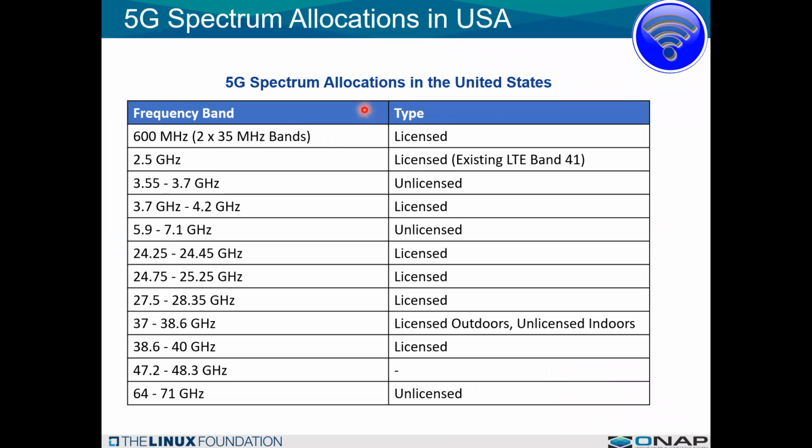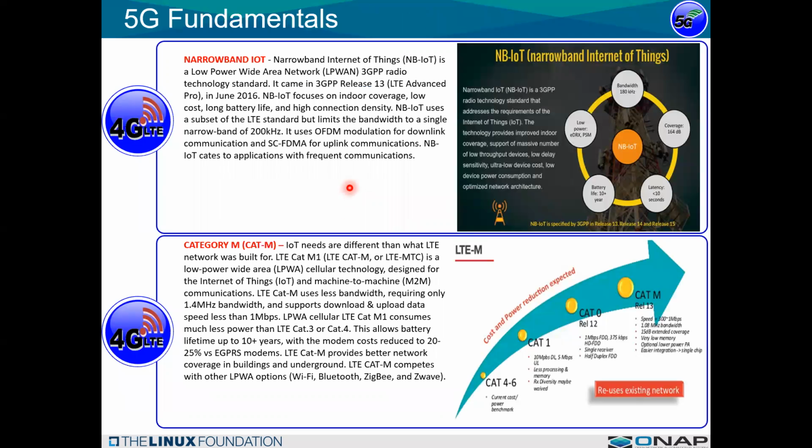So in the USA, we see some of the spectrum here where there's licensed and unlicensed spectrum, and licenses will be opened up to service providers, with access for service providers and how they can be used. So in 4G, I mentioned NB-IoT before, and Category M. These are things that will be greatly improved and extended in 5G, but the foundations of this are laid in 4G.